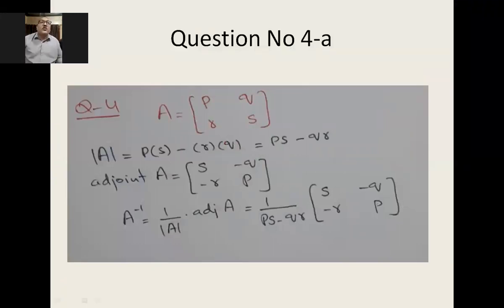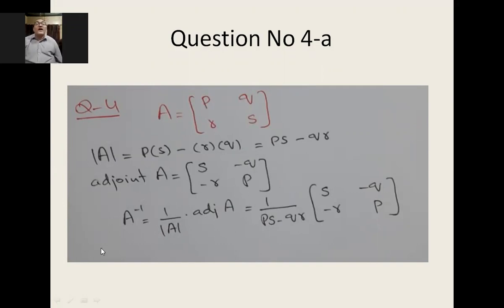Okay, so I will multiply these two terms with each other and minus these two terms. So you will have P multiply S minus R multiply Q, and that will be PS minus QR. Then I will find the adjoint of the determinant. I will change the place of these two with each other, and I will change the signs of the members along this diagonal. So you will have S, minus Q, minus R, and P.